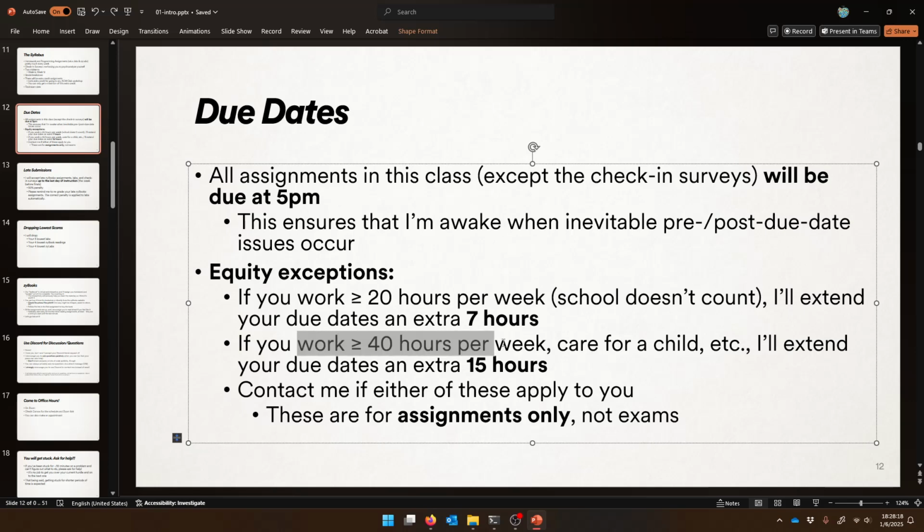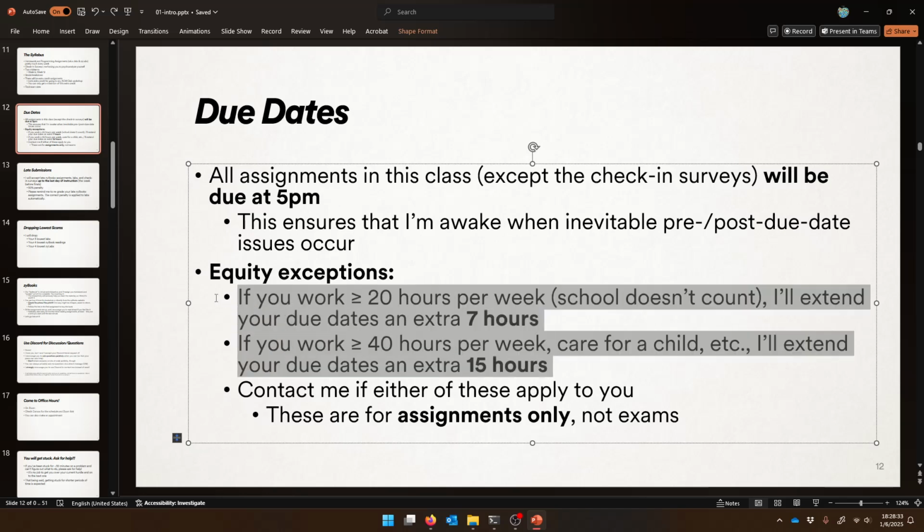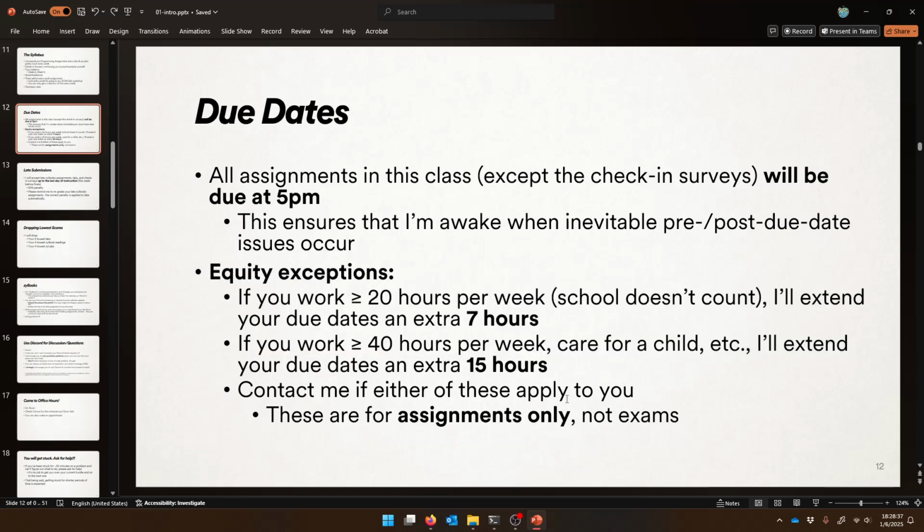If you work at least full time, so 40 hours or more a week, or you do something that is the equivalent of a full-time job, like you care for a child, please let me know, and I will give you an extra 15 hours to do every assignment. So you can either stay up late or wake up early and get stuff in. And I hope we can all agree that the people in these categories deserve the extra time, right? So just let me know if any of those apply to you. I'll get you in the right due date groups.